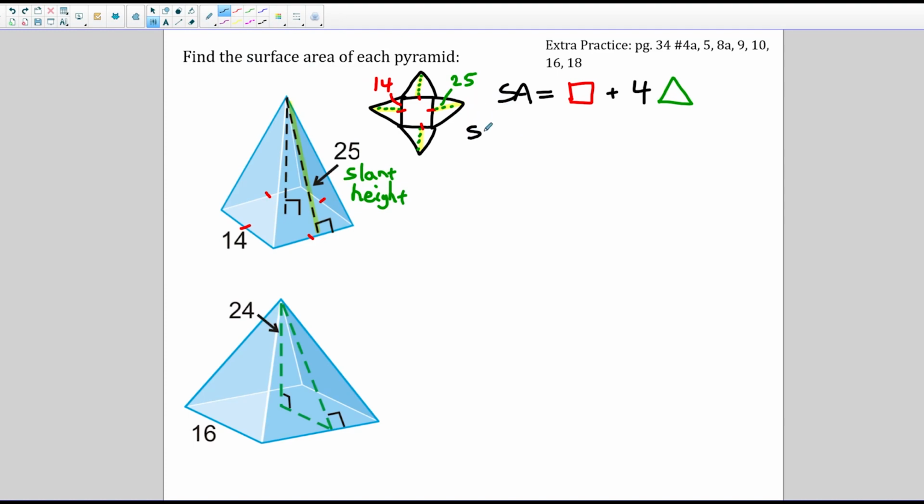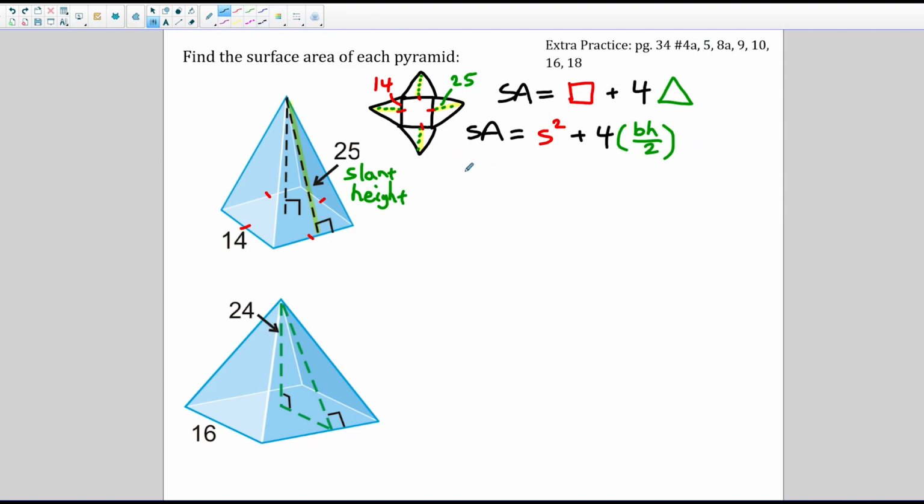So starting off with my area of my square, let's go ahead and call it length times width, or we can even say side squared. So s squared plus 4 of my triangles. Now you might recall from junior high that the area of a triangle is base times height divided by 2.